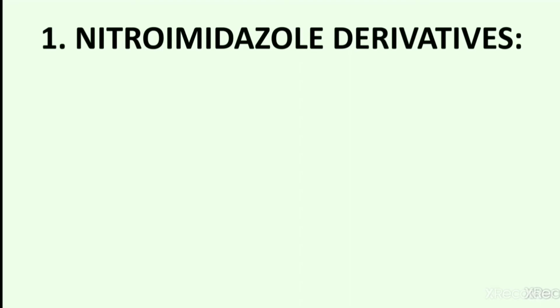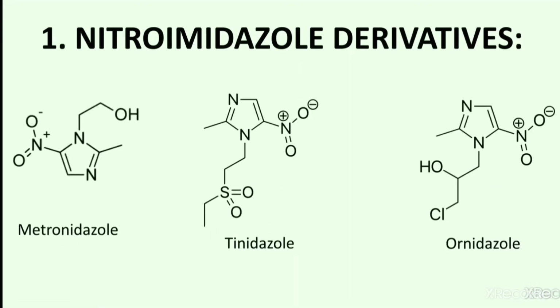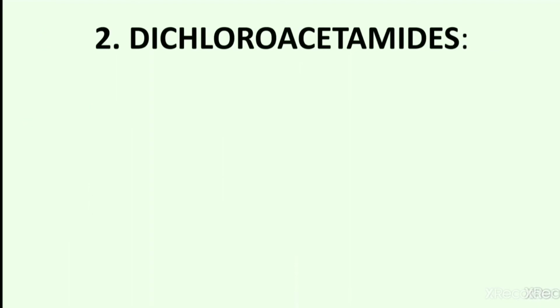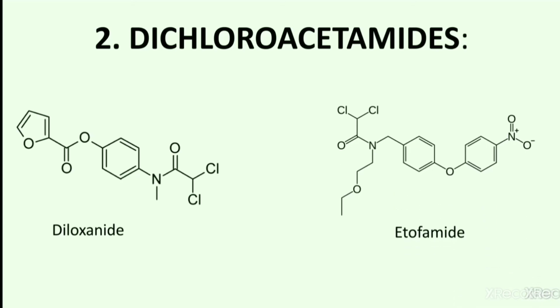Nitroimidazole derivatives are 5-nitro-substituted imidazole derivatives. Following are the structures of metronidazole, tinidazole, and ornidazole. Dichloroacetamides are chlorinated derivatives of acetamide. Following structures are of diloxanide and etofamide. These drug candidates are used in the treatment of amoebiasis and some other protozoal infections.